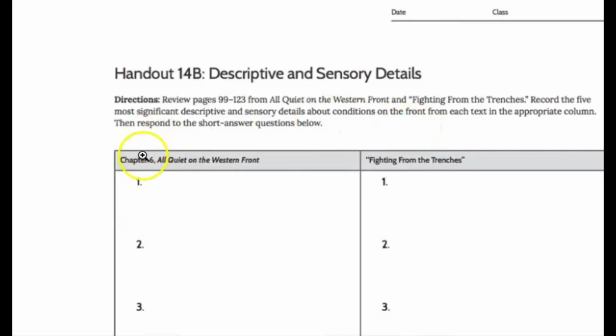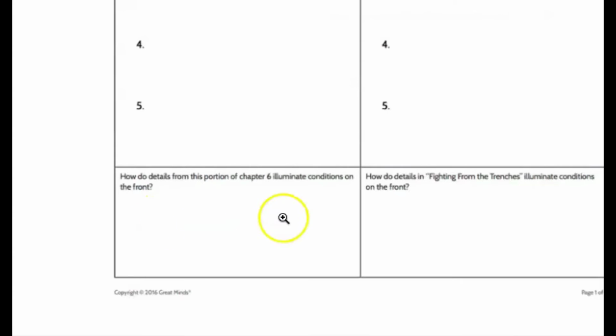So basically what you're doing is you're going inside of Chapter 6 of All Quiet on the Western Front, and you're going to see if you can find a line that shows descriptive and sensory details about how the front is. And you're going to write that line here. And then answer the 2 questions at the bottom.